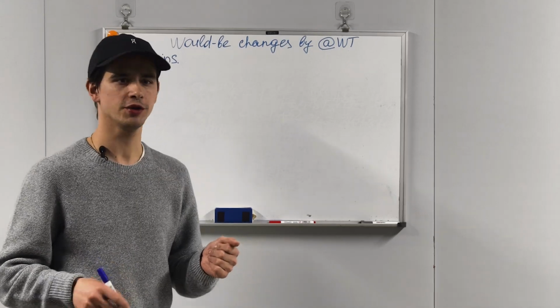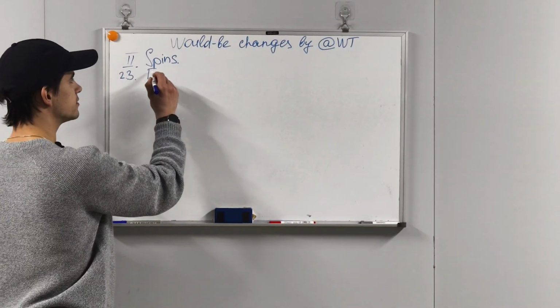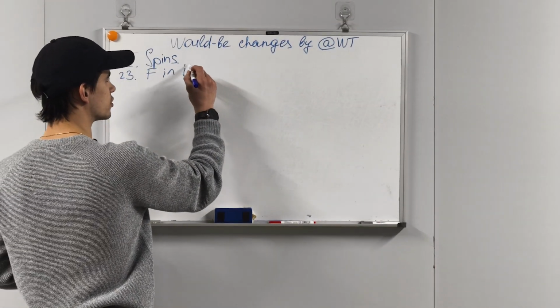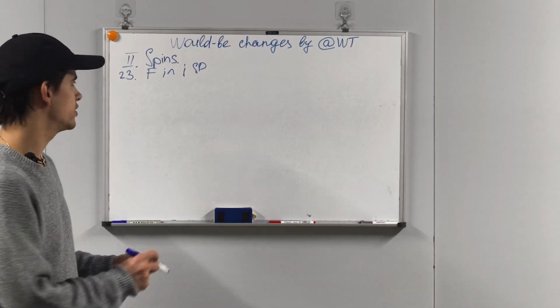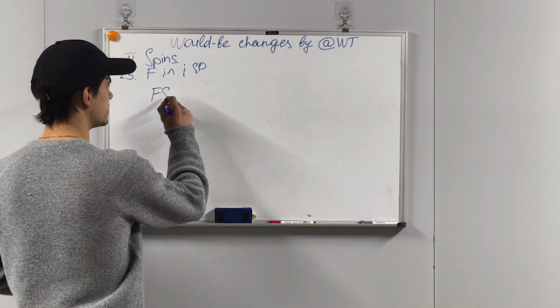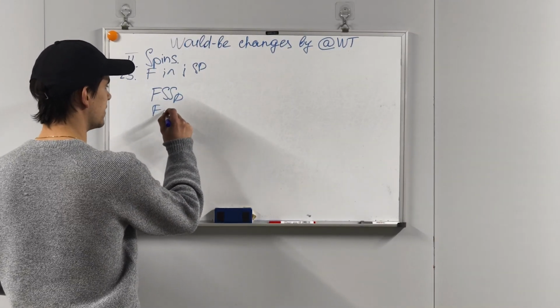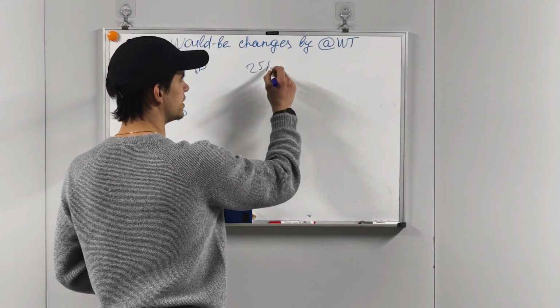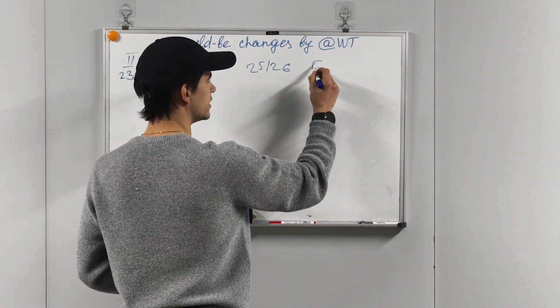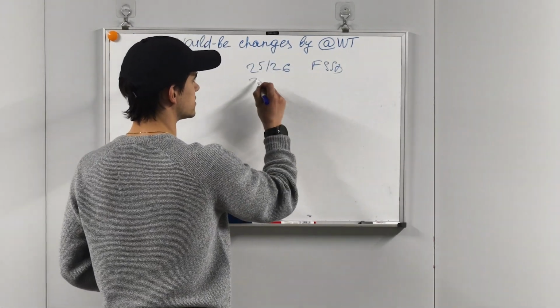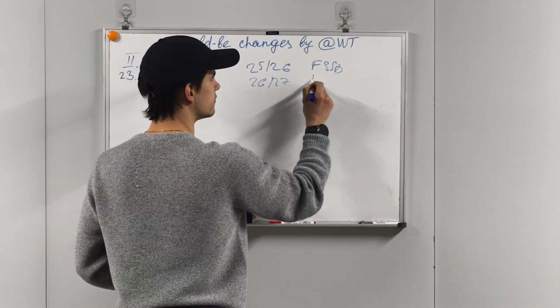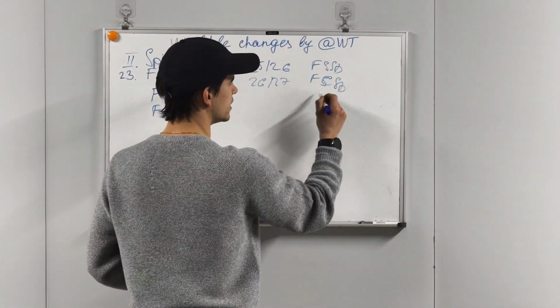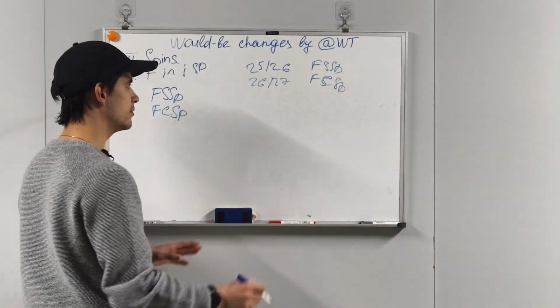Next, 2.3. Flying spins in junior short program. Every year, junior skaters have either flying sit spin or flying camel spin as a flying spin. In season 25-26, we had flying sit spin. Next season, we will have flying camel spin. Then again, flying sit spin, flying camel, whatever.